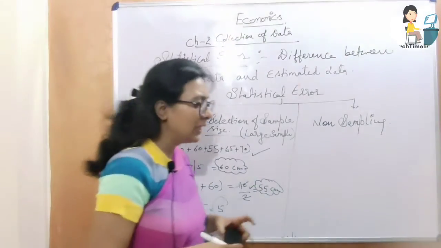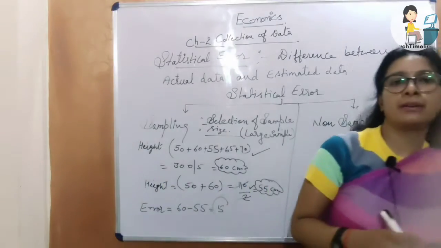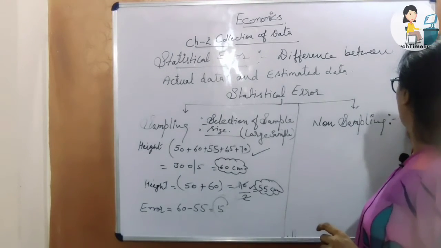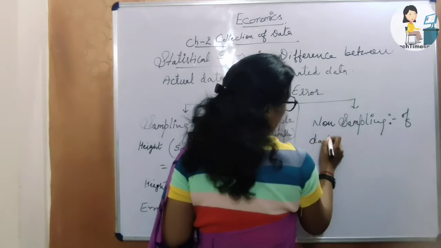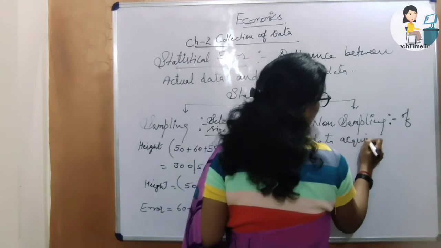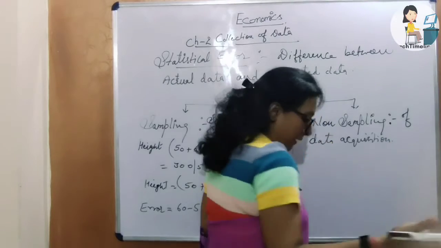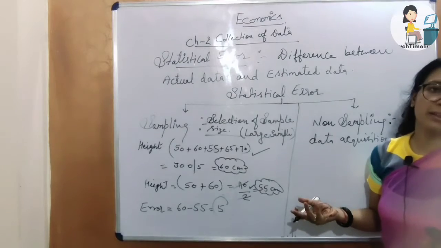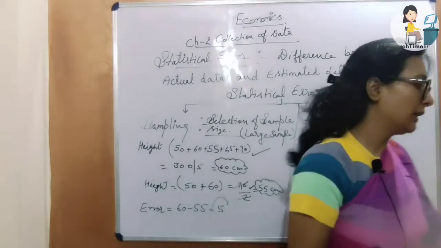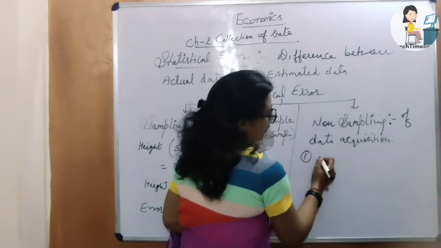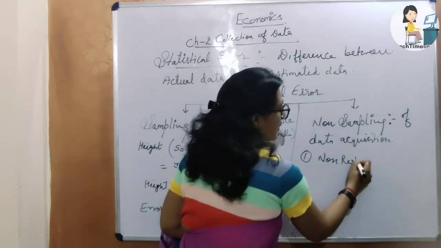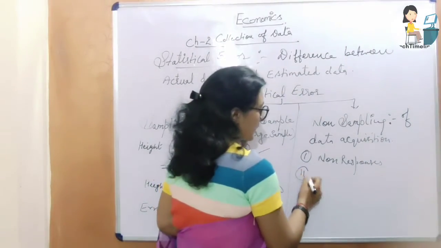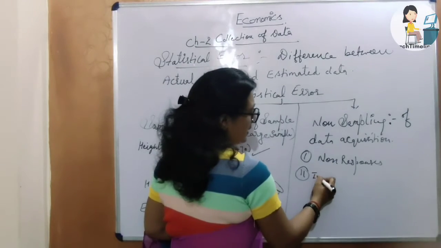Clear? Another type of error, non-sampling error. Non-sampling error is an error of data acquisition. The moment I am acquiring the data, the moment I am collecting the data, at that time the error can occur, and that can be a non-response. I didn't get answers from many of the respondents. I can get an incorrect response.